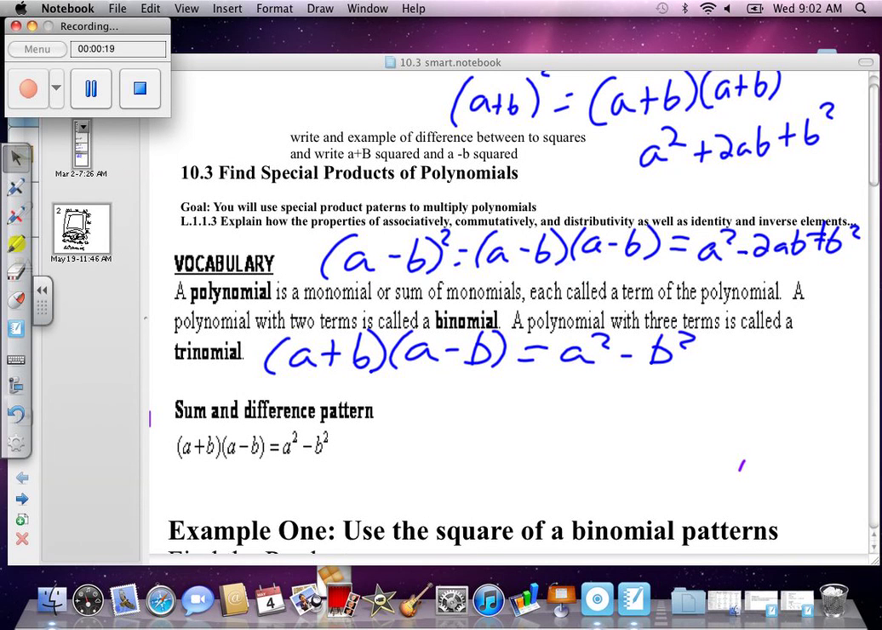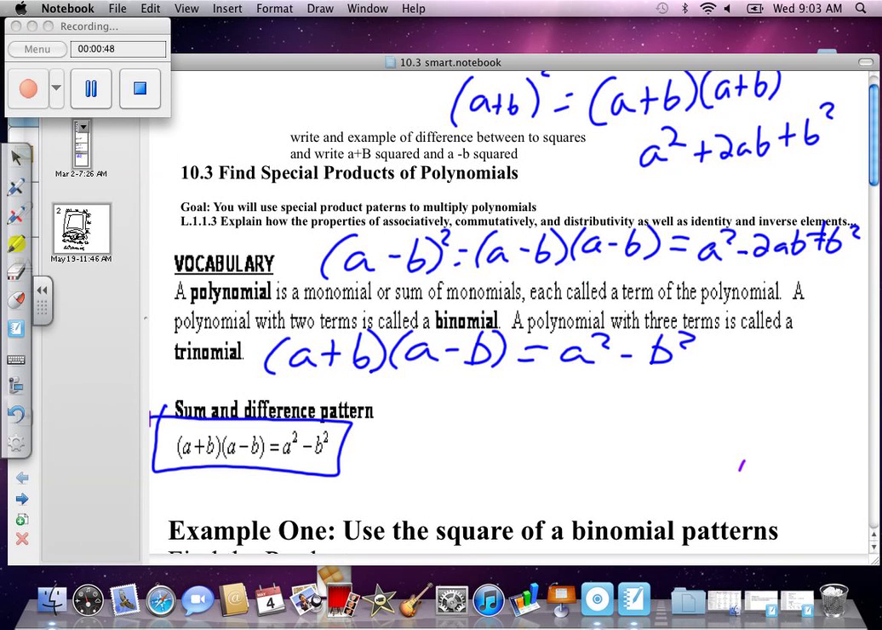Okay? So we know a polynomial is a monomial or sum of monomials, each called the term of the polynomial. A polynomial with two terms is a binomial. A polynomial with three terms is called a trinomial. And we're going to talk about these different things. First, we're talking about sum and difference pattern, which is already right here on your paper. Sum and difference pattern.